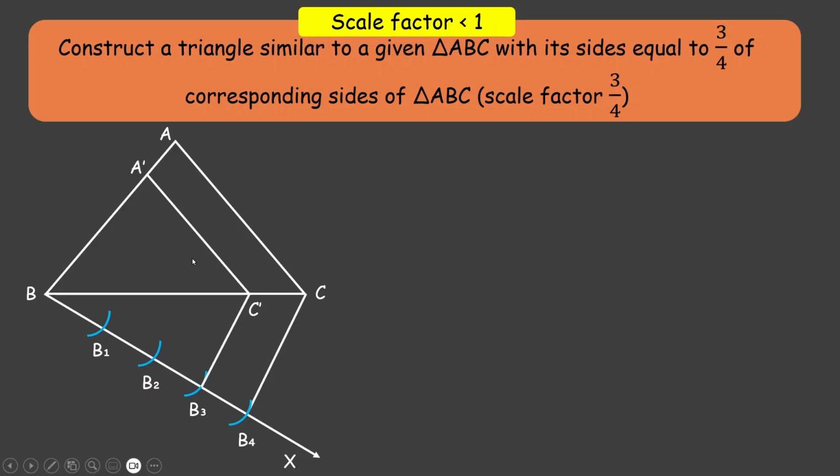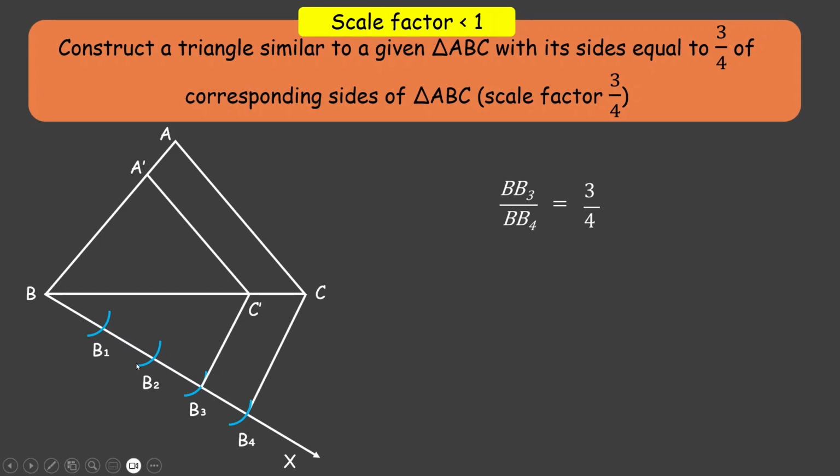Now, how do we check whether the sides are actually 3/4? Let us look over here. So we created equal arcs, right? So B1, let's say this is 1 centimeter, this is also 1, this is also 1, this is also 1. So what will be the ratio of B3 to B4? These are 3 parts and these are 4 parts. So the ratio is 3:4.